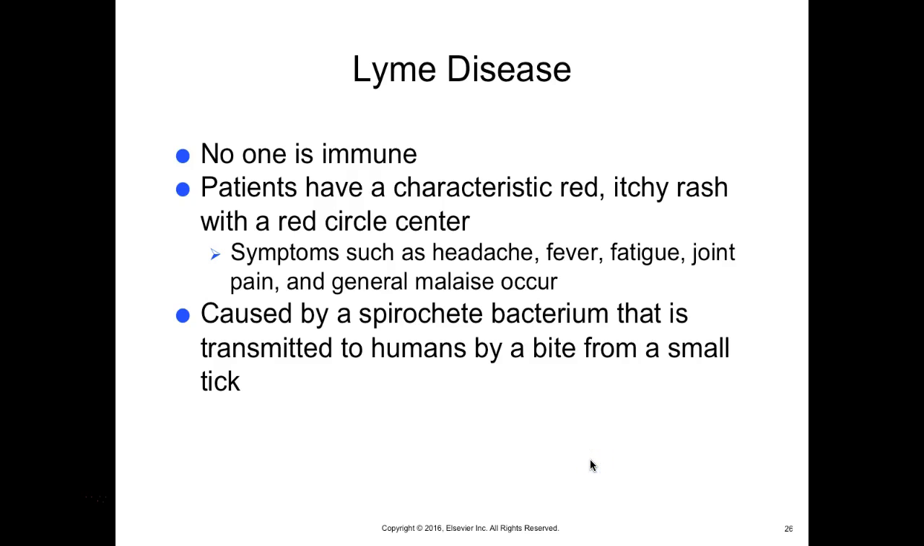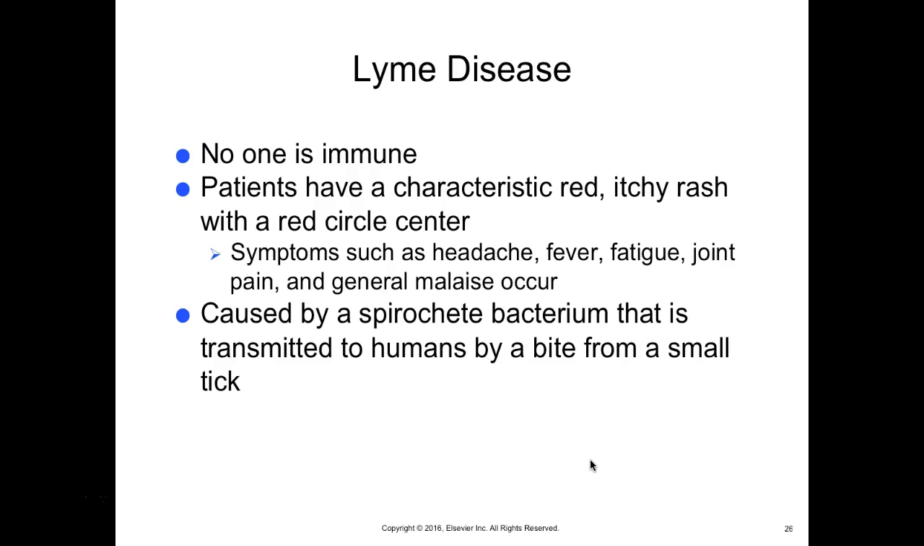Lyme disease. No one is immune to Lyme disease, so we have typically a characteristic red itchy rash. Not all people see the rash, and I'll show you a picture in just a moment, but it's caused by the spirochete bacterium that is transmitted to humans by a bite from a small tick, the deer tick.